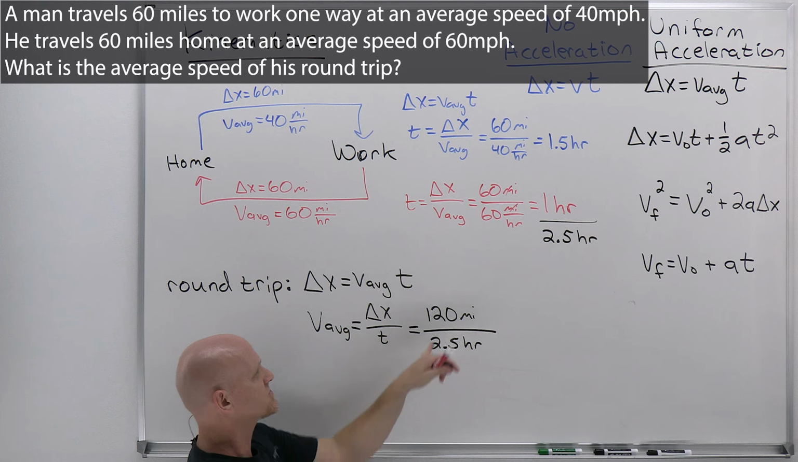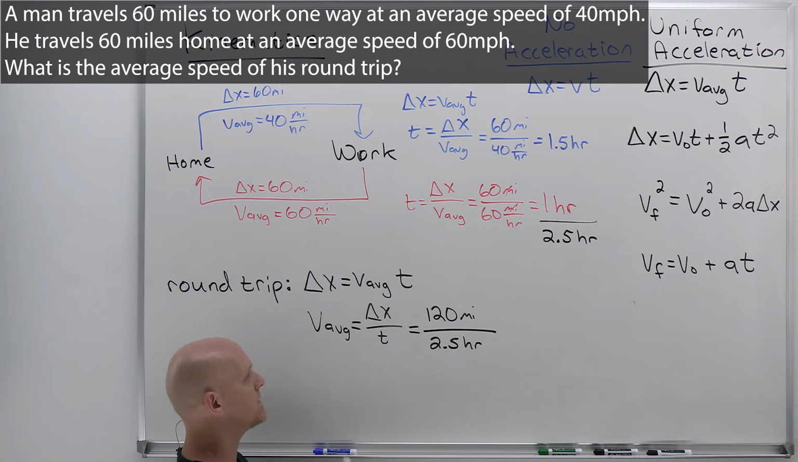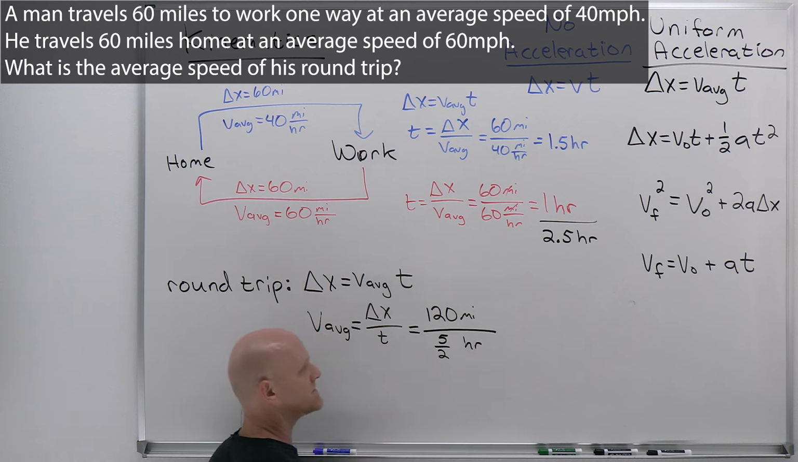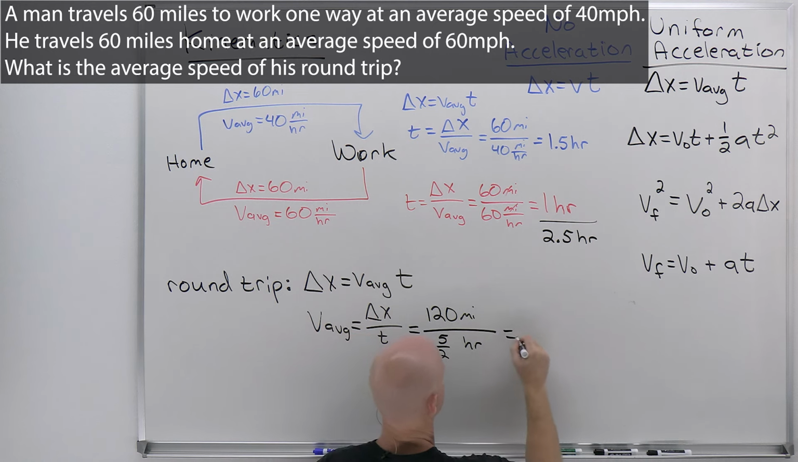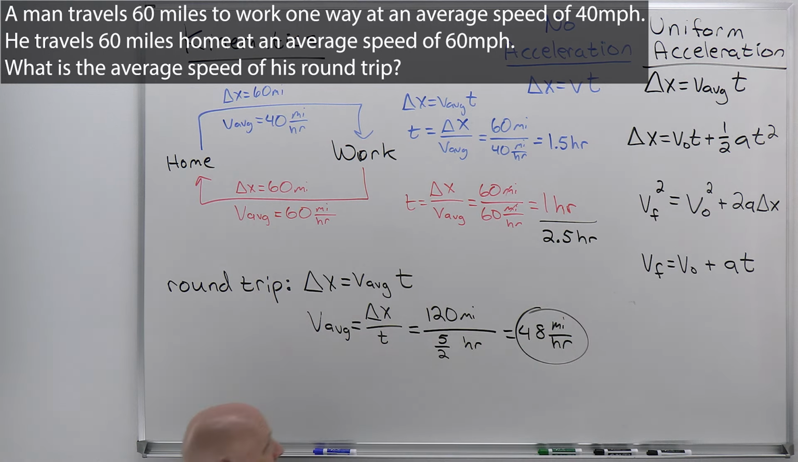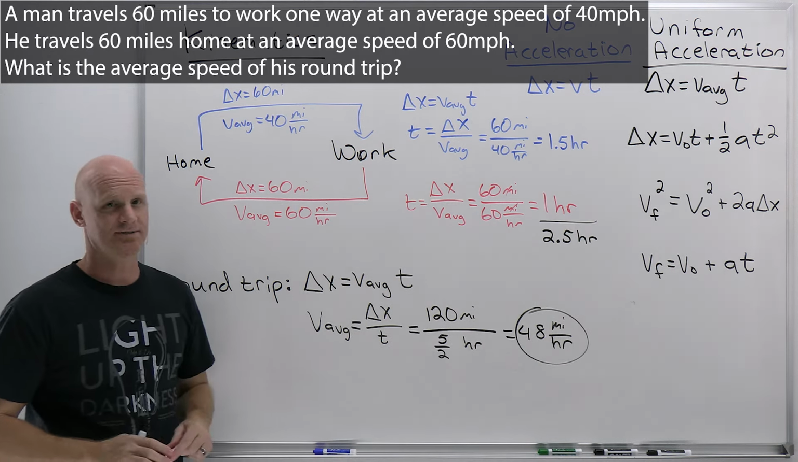So here we've got 120 miles over 2.5 hours, and you can definitely plug this into your calculator. You could also, if you wanted to, and I like doing math in my head when I can, instead of 2.5, write this as 5 halves hours. Dividing by 5 halves is the same thing as multiplying by 2/5. So 5 goes into 120 24 times, 2 times that gets you 48 miles per hour. That is the answer to this question.